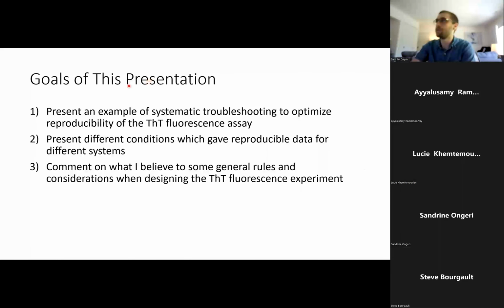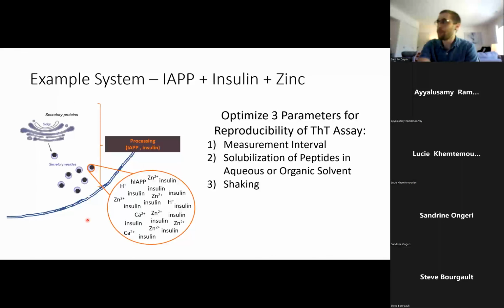So I'm going to go through how I've worked through troubleshooting the ThT fluorescence experiment parameters for the system that Lucie introduced, IAPP, insulin, and zinc. Then I'll compare a little to some other systems I've done this experiment for, where different conditions have given reproducible data, and then offer some general comments and suggestions to keep in mind when thinking about the parameters of this experiment and how to go about performing it.